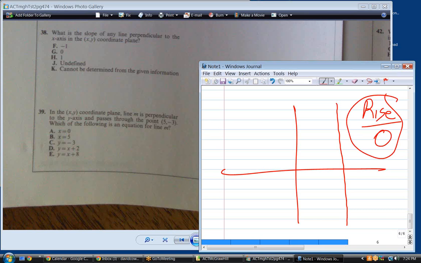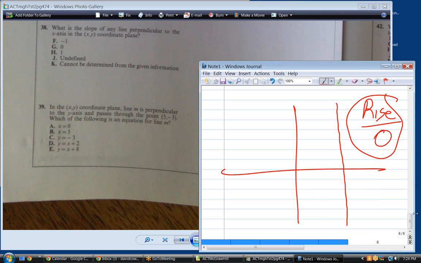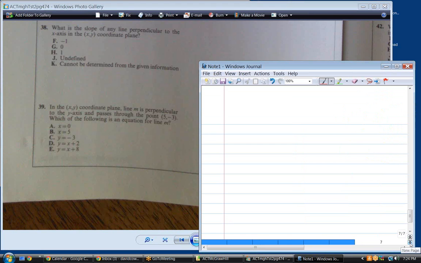Now that you're taking calculus, we don't have to use that word undefined. It actually has an infinite slope. But maybe they still use undefined even in calculus. I don't think so. I'll bet they use infinite. All right, number 39.